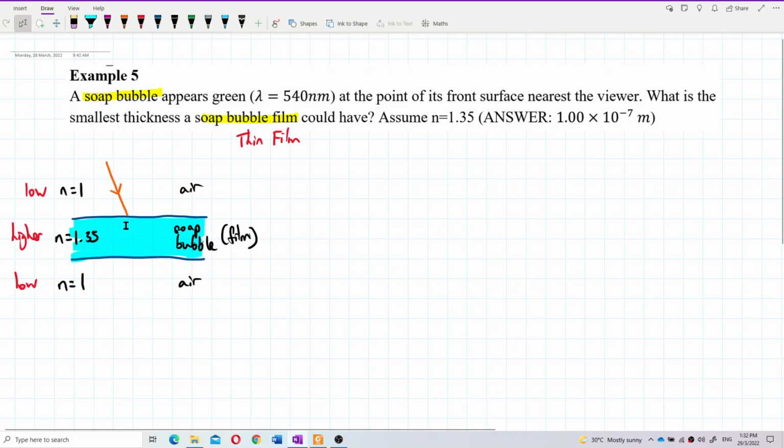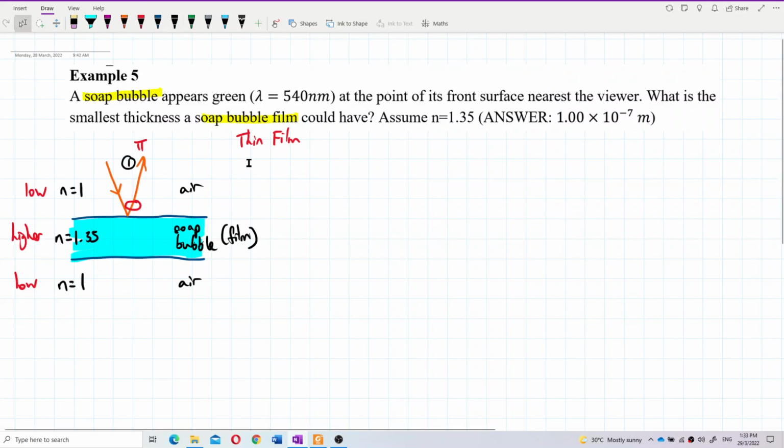So go back to this one. The first ray comes, and one ray is reflected, another ray is reflected. Talking about this one, this is reflection from low to higher refractive index, so it definitely gets a phase change of pi radian. This is the first ray.